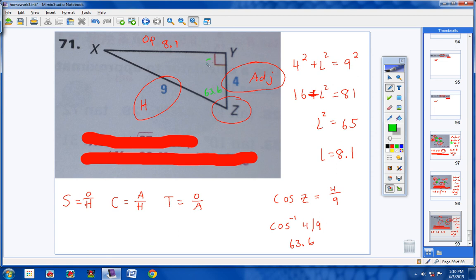So C is 63.6. This is 90, okay? If you add these two together, you'll get 153.6. Subtract that from 180, and you will get 26.4 degrees. 26.4 degrees. Okay, so that's it, students.